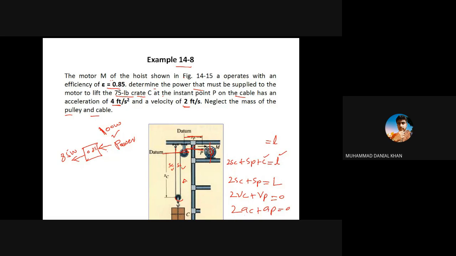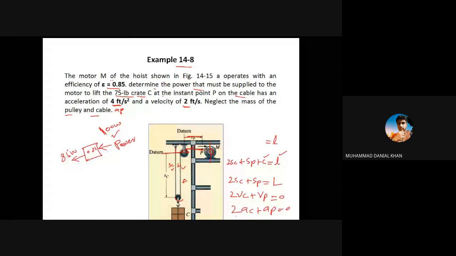And if you look here, we have AP. Point P acceleration is 4 feet per second square. So AC is equal to minus AP by 2, right? Is it clear till this point? Yes, sir.